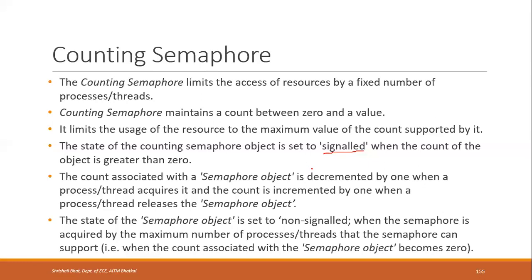Suppose a particular process releases that semaphore object. At that time, the count will be incremented by 1. That means again 5 processes can have access to that particular resource. The state of the semaphore object is set to non-signaled when the semaphore is acquired by the maximum number of processes or threads that the semaphore can support, when the count associated with the semaphore object becomes 0. The count becomes 0 when no more processes can have access to the resource. At that time, the state of the semaphore object is set to non-signaled. That means it cannot have any further access.